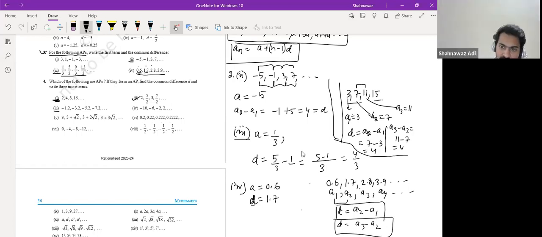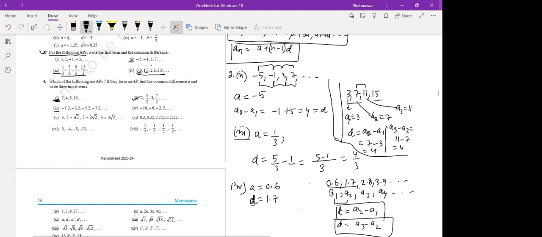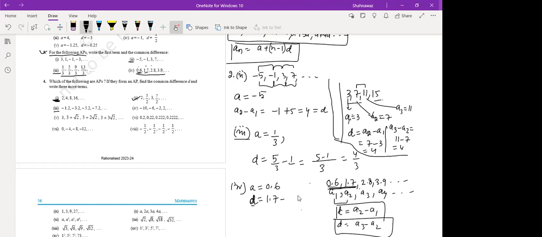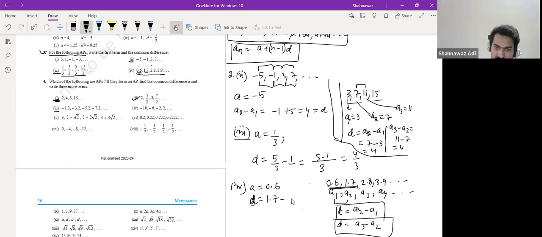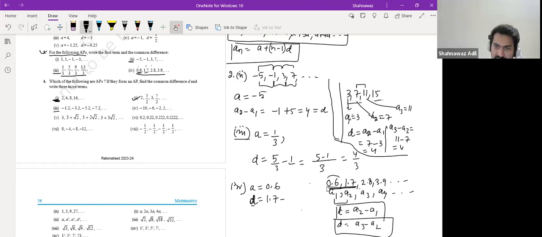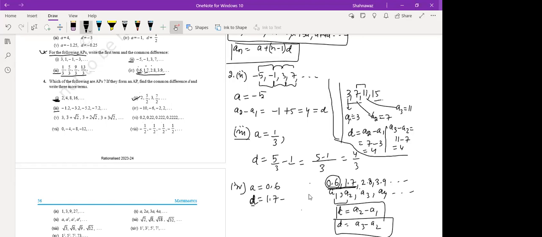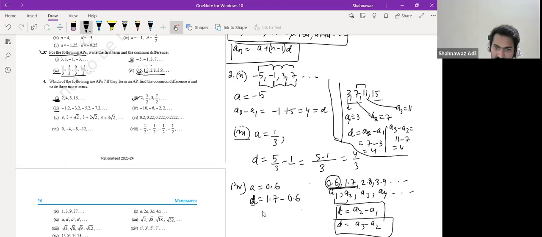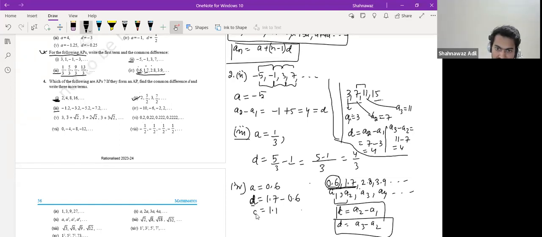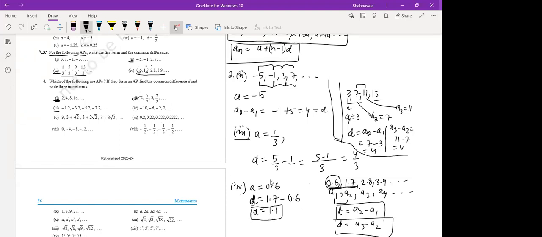From here, what would be the common difference for this series? What is A2 here? A2 is 1.7. What is A1? A1 is the first term, 0.6. So 1.7 minus 0.6 is how much? 1.1. So this is the common difference, and this is the first term.